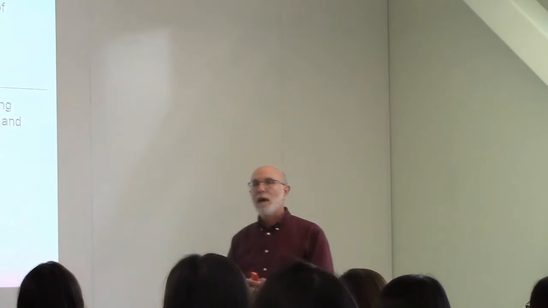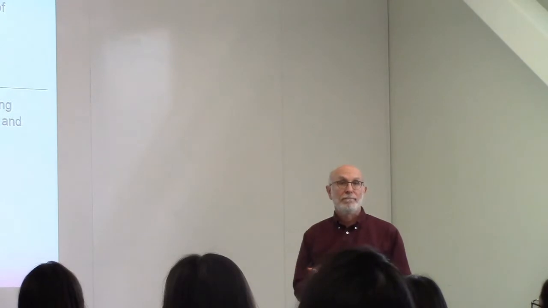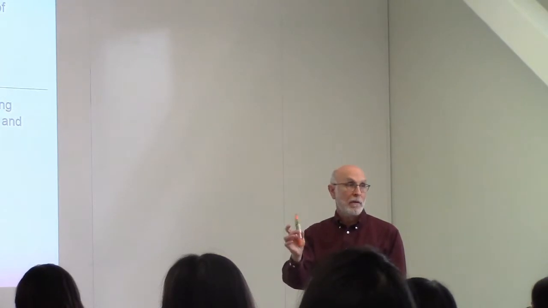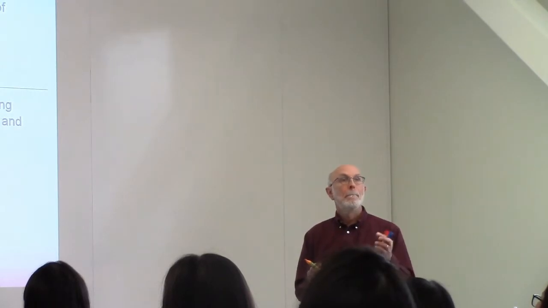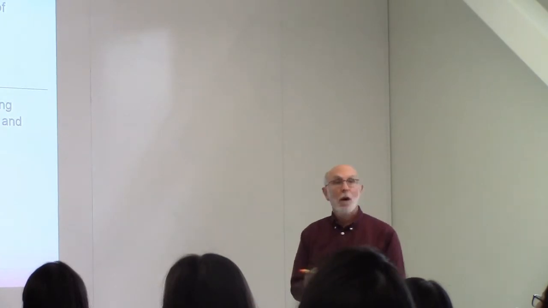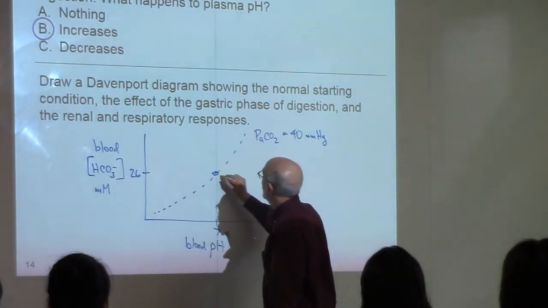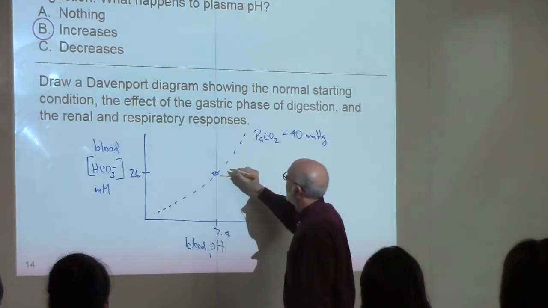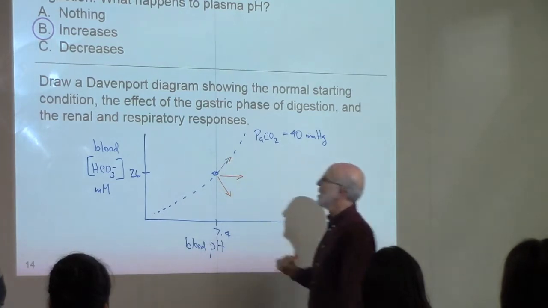What arrow do I draw to indicate what happens during the gastric phase of digestion? Can somebody describe an arrow? Or come up here and just draw it. It is alkalosis. Okay, so we're going to move in this direction because that's alkalosis. I'll give you three choices. Am I going to move like this or like that?